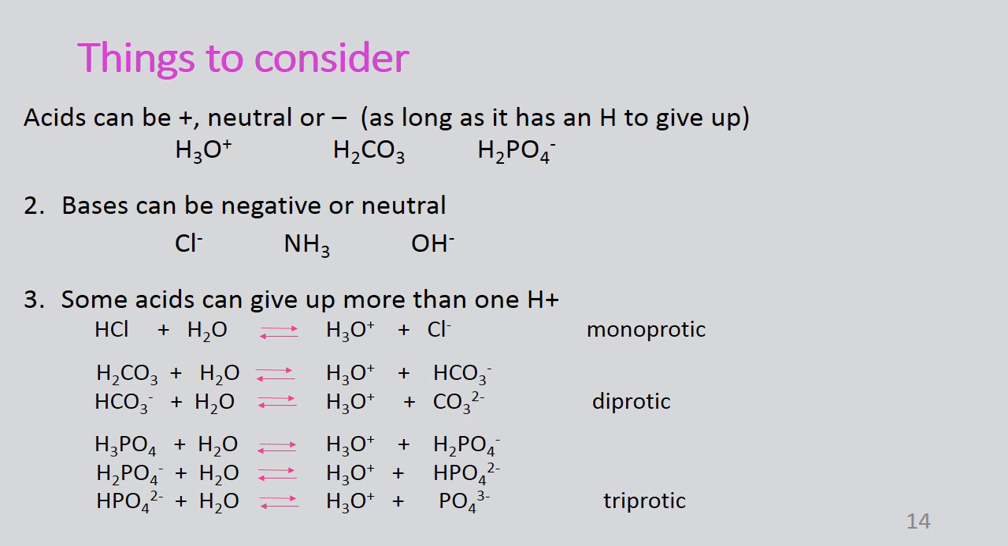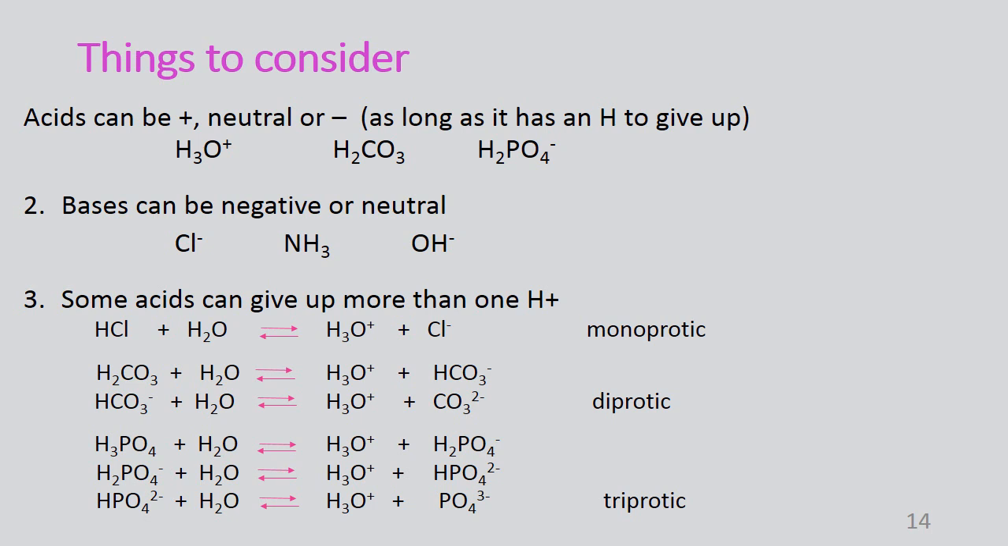So if an acid like HCl only has one H to give up, as we can see in this case, we call that monoprotic. Protic comes from proton, so there's one proton, one H+ that it can give up. Carbonic acid, which is H2CO3, can give up two protons. We call that diprotic. So you can see in the first equation, H2CO3 becomes HCO3 negative. It gives up one H. And then in the second equation, it gives up another H to become CO3 -2.